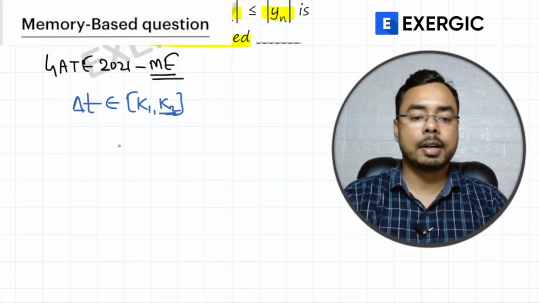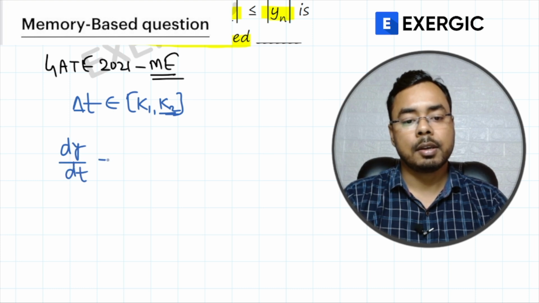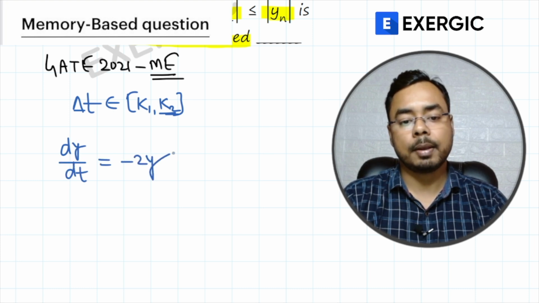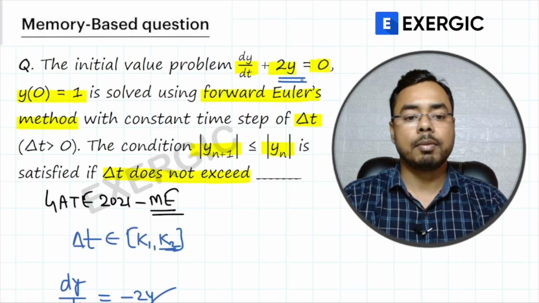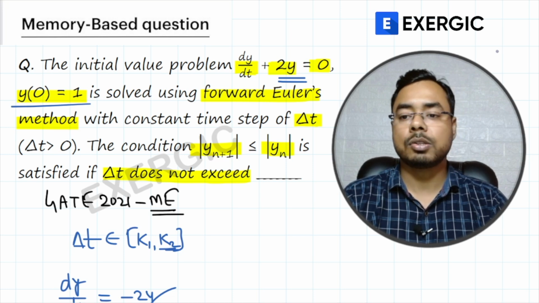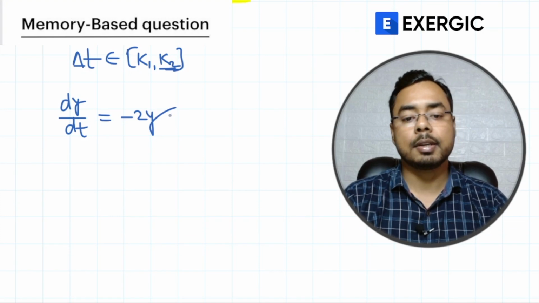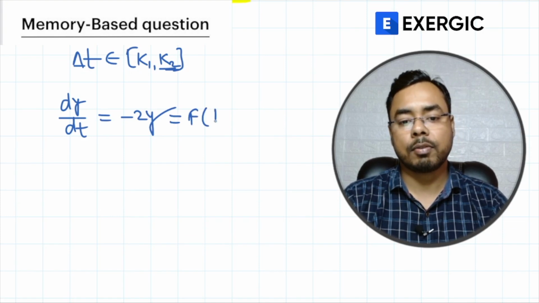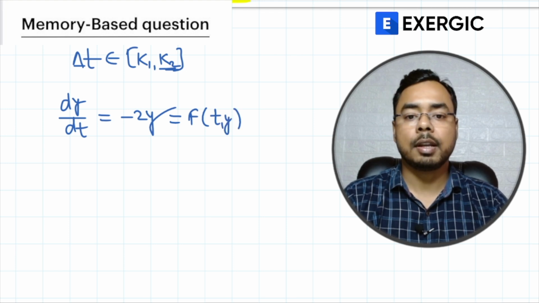So first let us write the given differential equation. The differential equation is dy by dt plus 2y is equal to 0. This condition is not important here. Therefore dy by dt equals minus 2y, and this is nothing but f of t, y, right? This is the given differential equation.